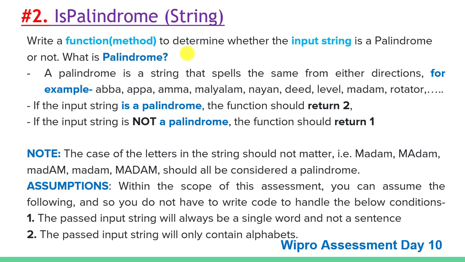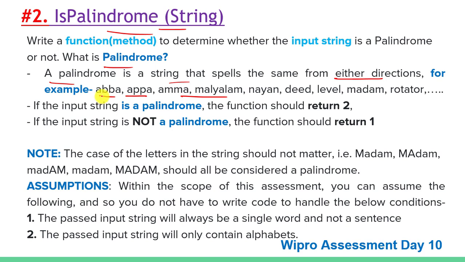Hello friends, in this video we are going to discuss the second question of day 10. The question is to find whether the given string is a palindrome or not. Here the definition of palindrome is given, that is, a palindrome is a string that spells the same from other directions. For example, ABBA, APPA, AMMA and so on.